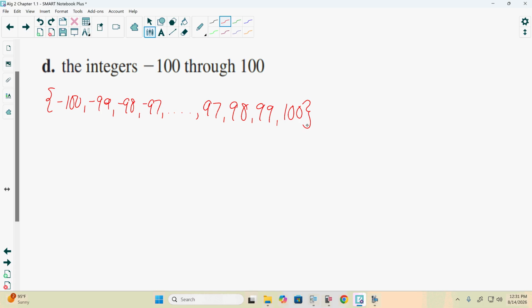Now, if we wanted to, we could write this in set builder. X is an element of the integers such that negative 100 is less than or equal to X is less than or equal to 100. Both of them work. This one here, it's neither here nor there. They're both about the same to do either one of them. All right. Questions on any of this here?